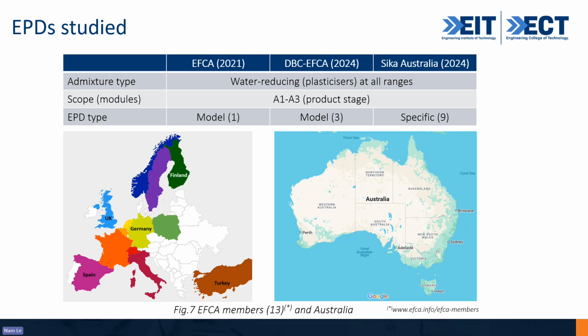And last year, also in 2024, Sika Australia also published several EPDs. For these water reducing admixtures, we published 9 EPDs, and these 9 EPDs will be covered in this case study. Also, very quickly about the Association of Admixtures in Europe: they have different members from Germany, France, Italy, Finland. And here the EPDs published by Sika Australia cover different sites in Australia.